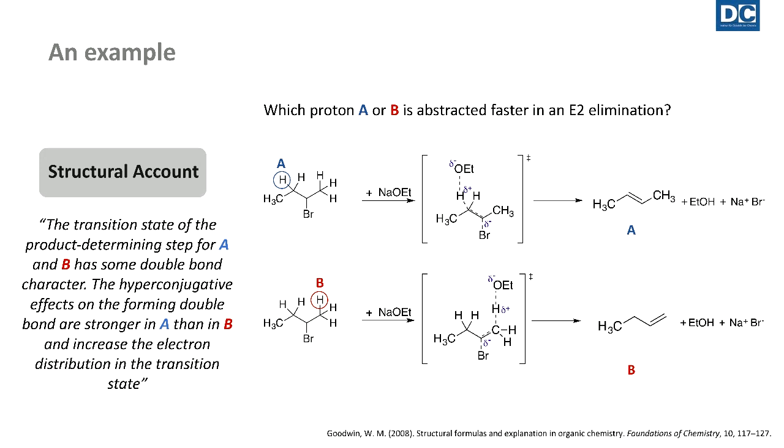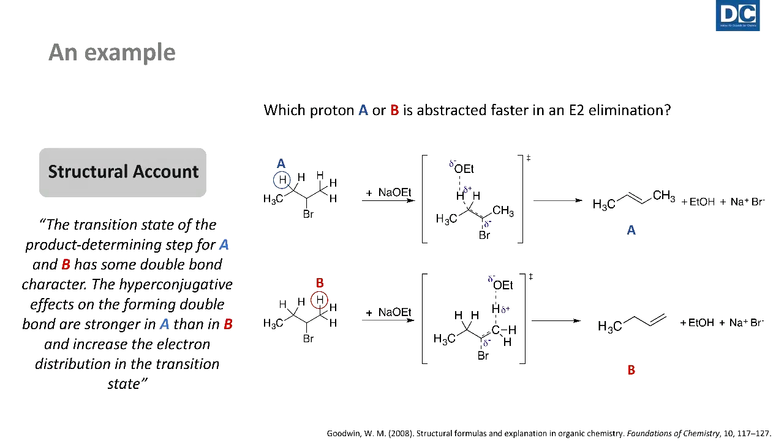So when we look at the structural account that we can formulate here, we have to think about the transition state, because we ask the question for the activation energy. So the structural account here could be that the transition state of the product-determining step for A and B has some double bond character. The hyperconjugative effects on the forming double bond are stronger in A than in B, and thus increase the electron distribution in the transition state. So in the structural account, we have not made any claim about the energy. We're just forming a claim about structure that can then be connected to an energetic claim.